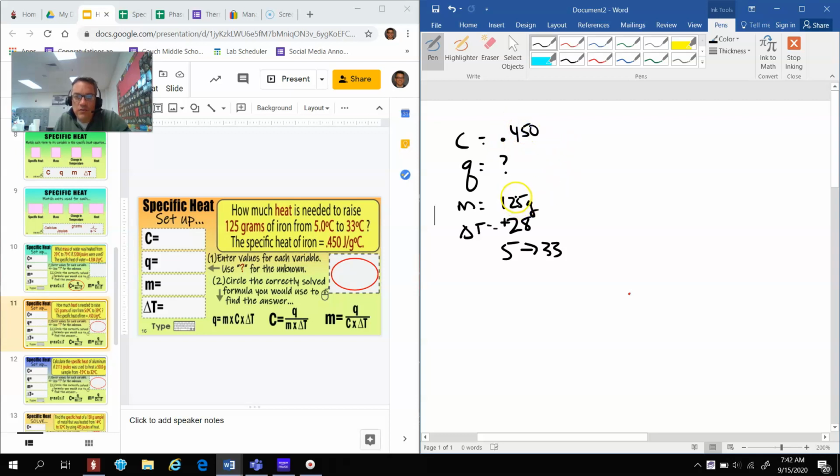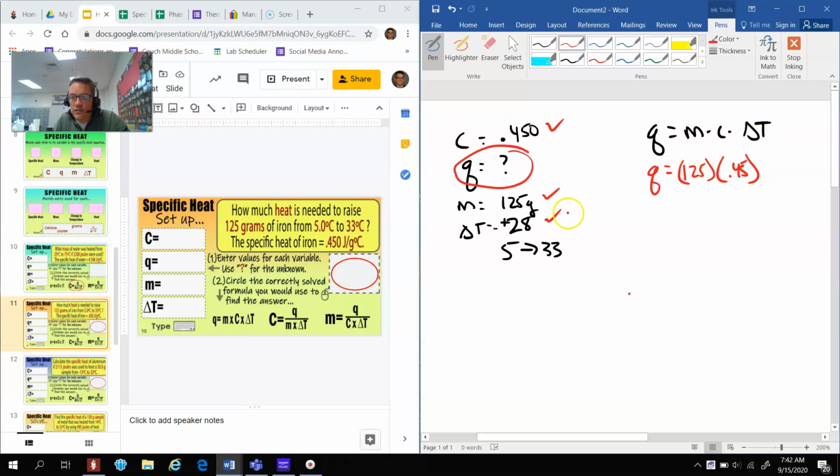It doesn't hold its energy very well, it's 0.45. So we're solving for Q. So we would use our standard formula, Q equals M times C times delta T. No need to rearrange on this one because that's our missing piece. So Q is M, which is 125, times C, which is 0.45, times delta T, which is 28.